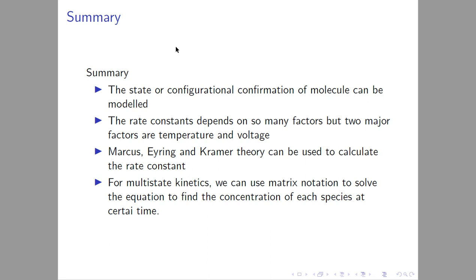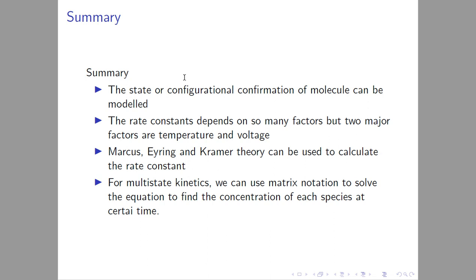Okay, so this one we have through the activity of the reaction A plus B. A plus B becomes C, the reactants become C, the product. And for multi-state kinetics, we can use the matrix notation to solve the equation, like in our advanced method.